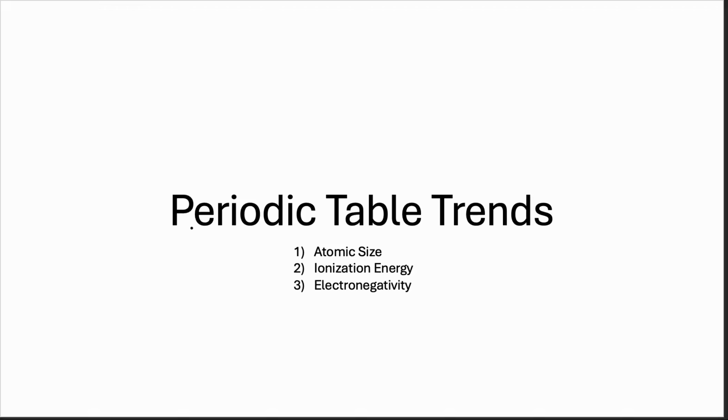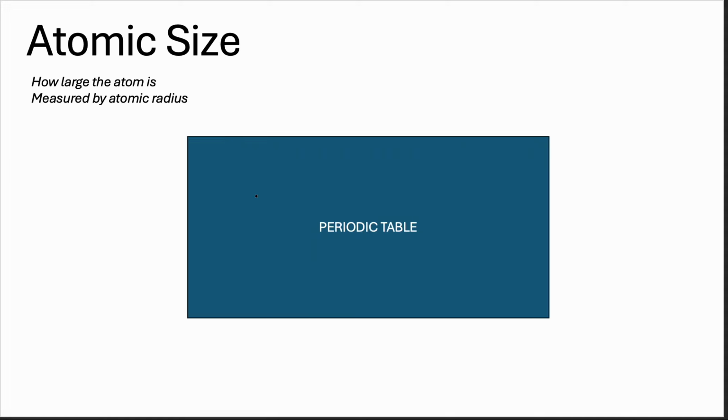So today we're going to be summarizing our periodic table trends and what we've been talking about so far. So we'll go over atomic size, ionization energy, and we'll finish off with electronegativity. So let's start with atomic size. Well, by definition, we're talking about how large the atom is.